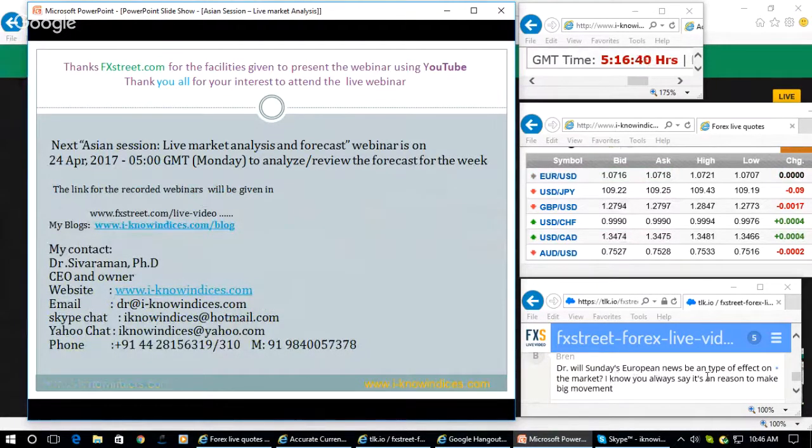Will Sunday's European news have any effect on the market? I know you always say it is a reason to make a big move. Yes. See, you come across the elections in France, and you know that players are waiting for such things to happen so that they'll be able to make whip moves in the market. And you know how they have been creating the bearish feel in the market all along, and then started gaining the levels in the case of Euro and GBP.